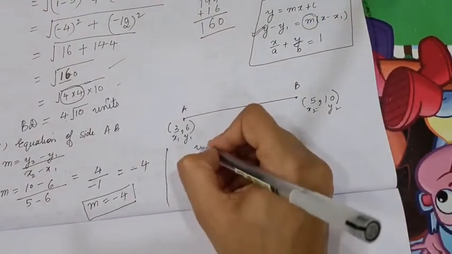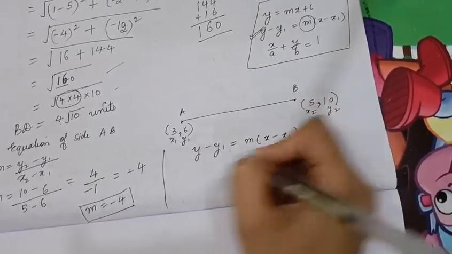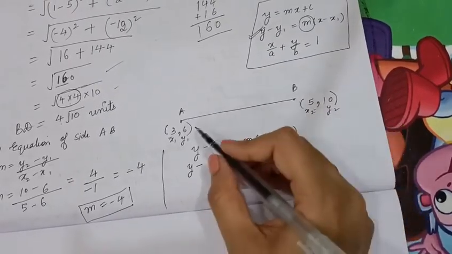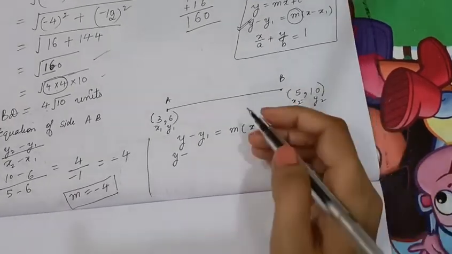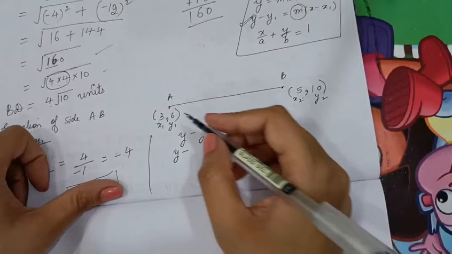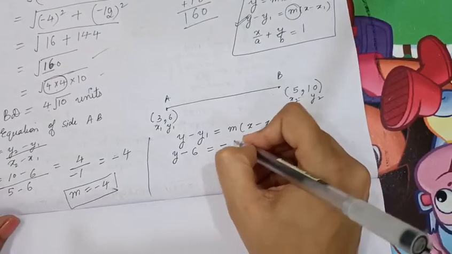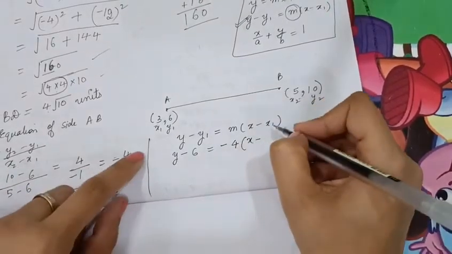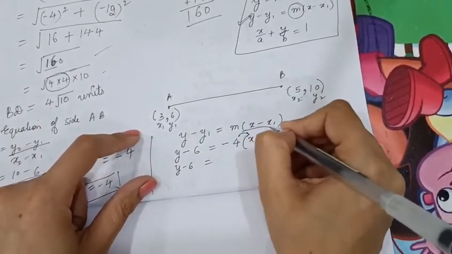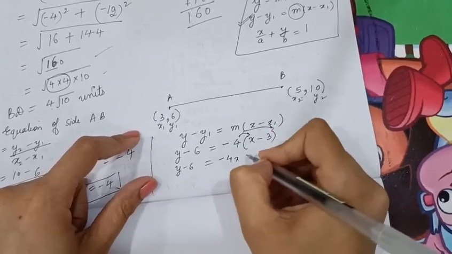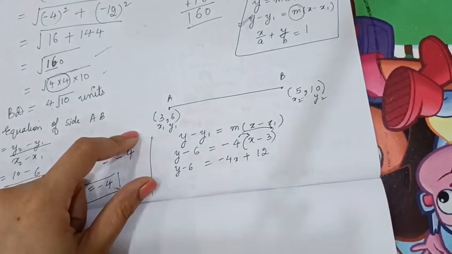I'll just rewrite the form. y minus y1 is equal to m into x minus x1. Any coordinates you can use, coordinates of A also, coordinates of B also, as x1, y1. The equation will be the same. So I'm using the coordinates of point A. So y minus y1, y1 is 6. M's value just now we have found, minus 4. I am substituting. x minus x1, x1 is 3. So y minus 6 is equal to minus 4 into x minus 3, which is minus 4x plus 12.